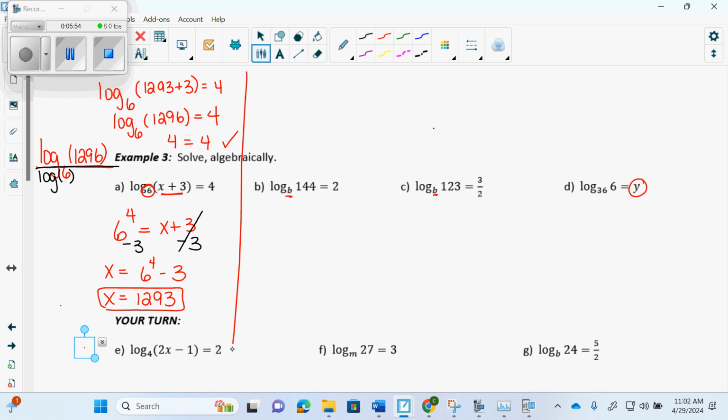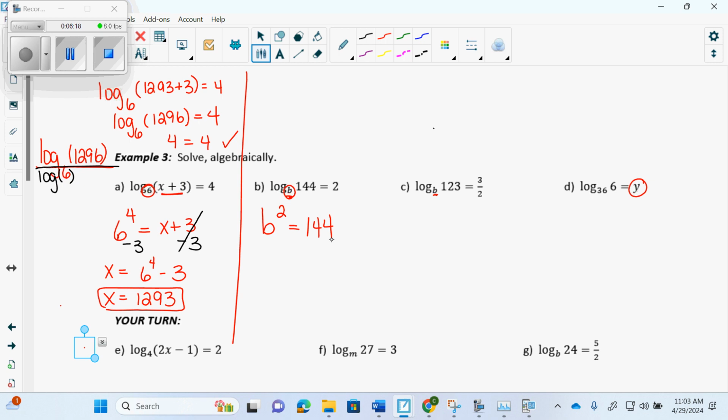Okay, now this one. The B is locked below, yes? In the base. How do I solve this? What do I immediately have to do? Convert to exponential. So what's the log of my base? It's B. And then I'm going to put it to what power? B^2 equals 144.